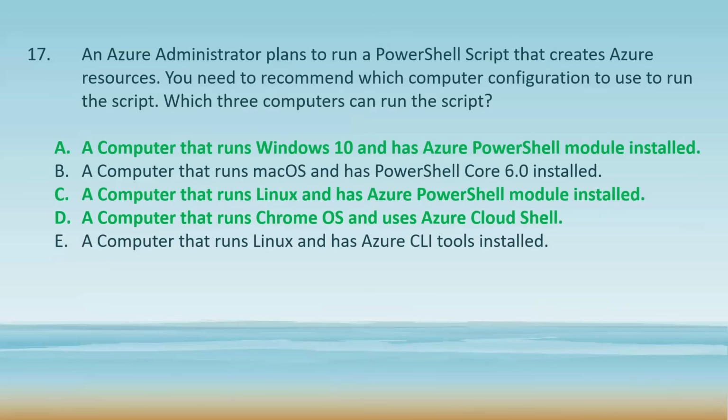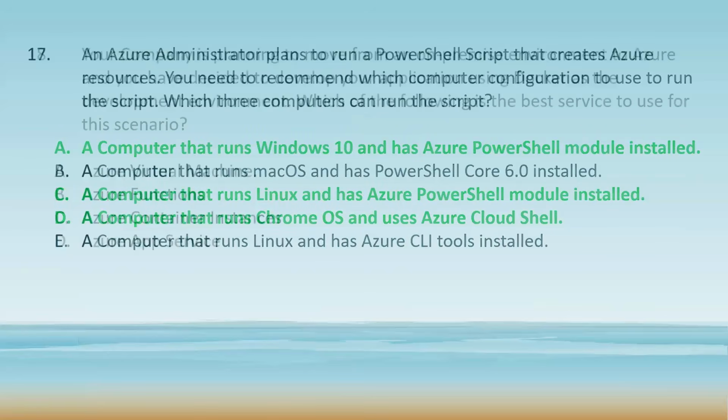Options A and C are straightforward as they are a combination of PowerShell installation on a supported OS. Option D talks about using Cloud Shell on Chrome OS. Cloud Shell can be accessed from any browser, which provides you the option to use both Bash and PowerShell, hence making it the right option.